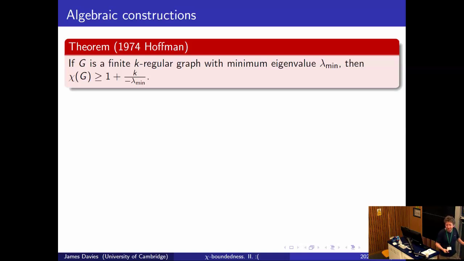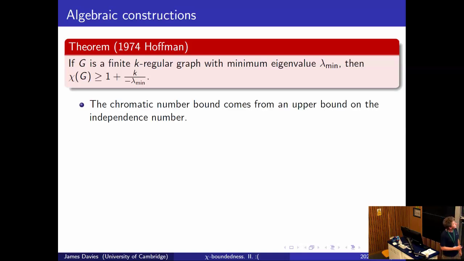So once you see that, this is still pretty amazing, I think, but it's not so crazy that you get some kind of chromatic bound from using linear algebra. So the bound we get is just 1 plus k, for k regular, divided by the negative of the minimal eigenvalue. And again, this is actually an upper bound on the independence number it gives, so it's stronger.